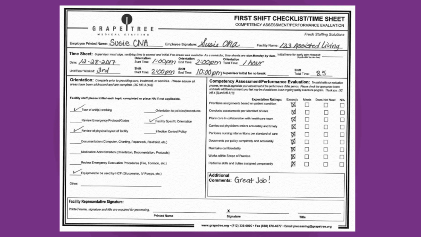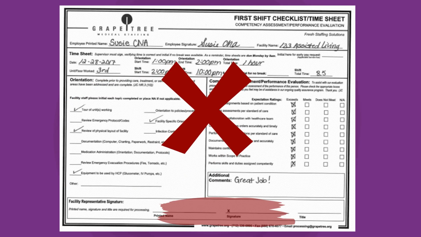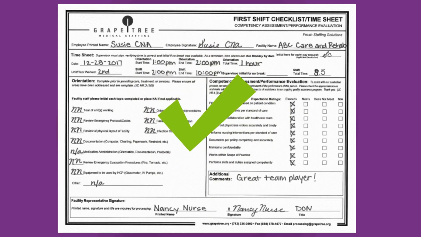Here is an example of an incomplete first shift checklist form. As you can see, the orientation section is inappropriately filled out, and we're missing an overall approval from a supervisor of the shift. Here's another look at a complete first shift checklist form.